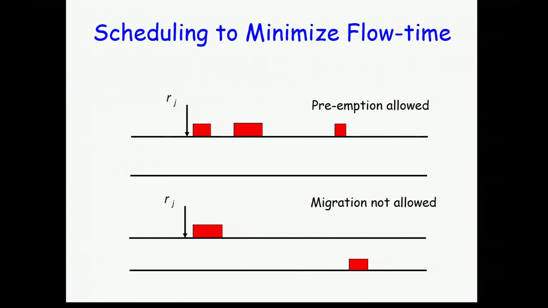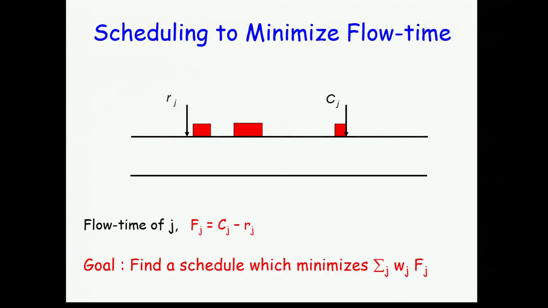We're allowed to do preemption. So when we run several jobs on a machine, we're allowed to preempt the jobs, but we're not allowed to migrate jobs from one machine to another.